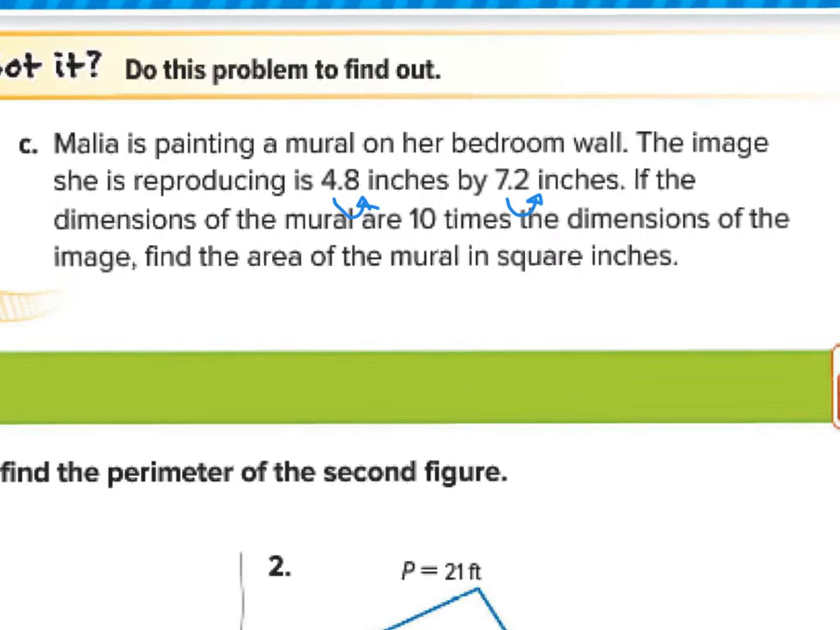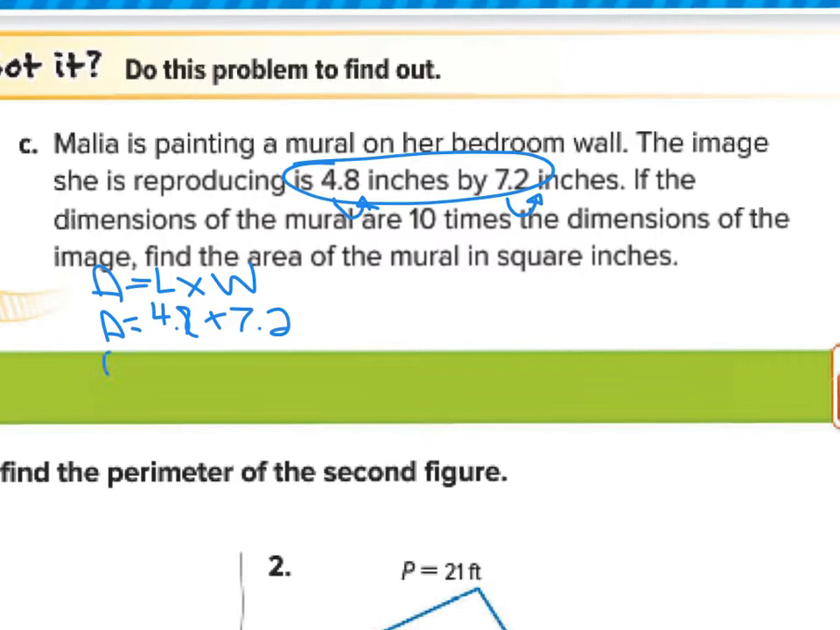You can probably think of a few different ways to do this. Let's try it the way the textbook is teaching us. First, let's identify what the area is for the image. Okay, so we're going to take our length times width. Area equals length times width. So when we multiply 4.8 times 7.2, we get an area of 34.56 inches squared.